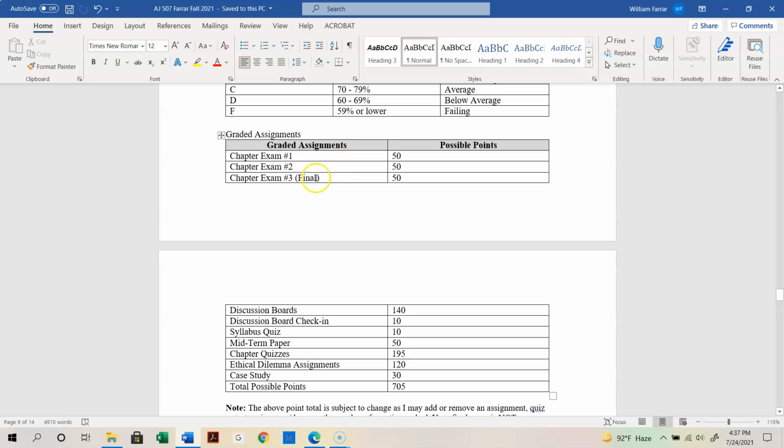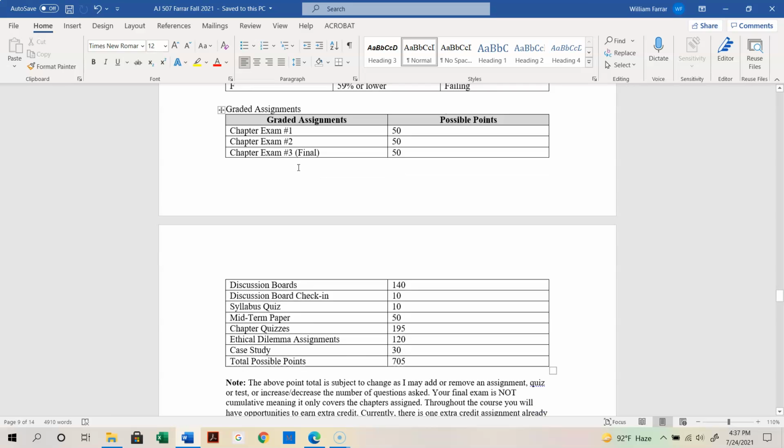So you have 3 chapter exams. The last one is your final. The exams are not cumulative. So if exam 1 covers chapters 1 through 5, and exam 2 covers chapters, let's say 6 through 10, you're not going to get any questions on exam 2 from exam 1. Does that make sense? And the same with the final. The final's not going to have questions from these 2 prior exams, because I want you to learn the content that we just covered. Okay?